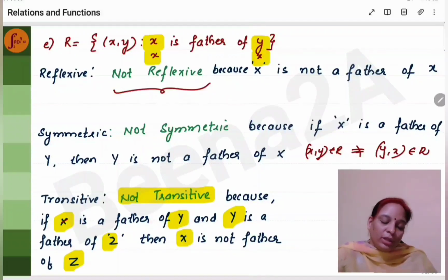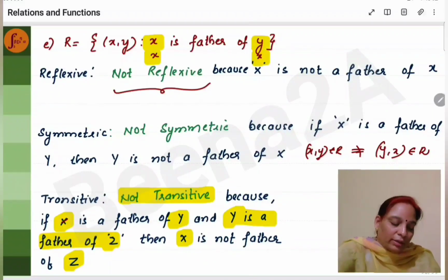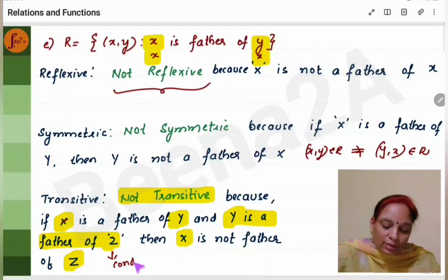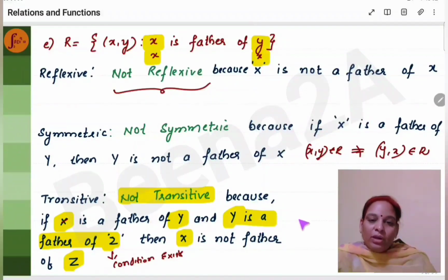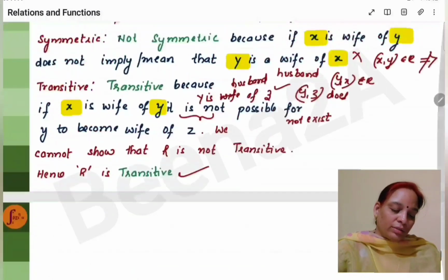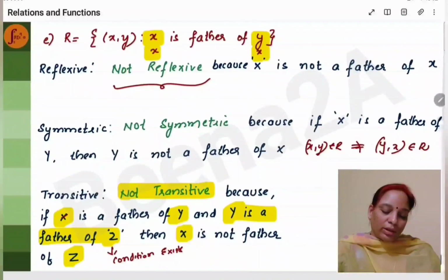See, there is a difference between the earlier problem and this problem. There, the second case, Y is a father of Z, is valid here. Y can become a father of Z. So, this condition exists. In the earlier case, this second condition was not valid at all, right? Y becoming a wife of Z, that second condition is not at all existing. It's not valid. That's why in the earlier case it was transitive, but in this case it is not transitive.